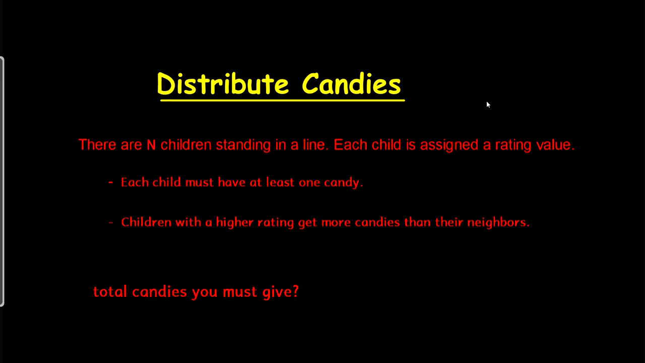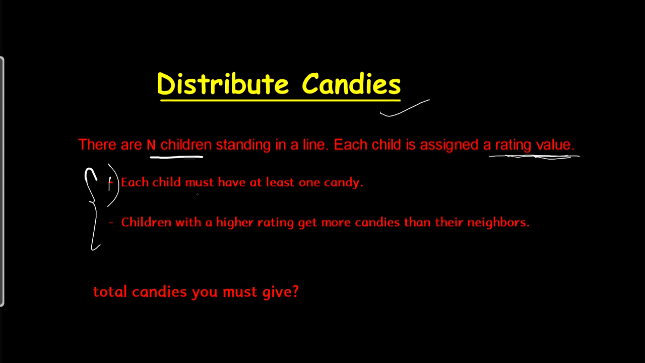Today in this video we will discuss the distribute candies problem, in which there are n children standing in a line. Each child is assigned a rating value, and with respect to this rating value we have to distribute candies. But there are some conditions over here.